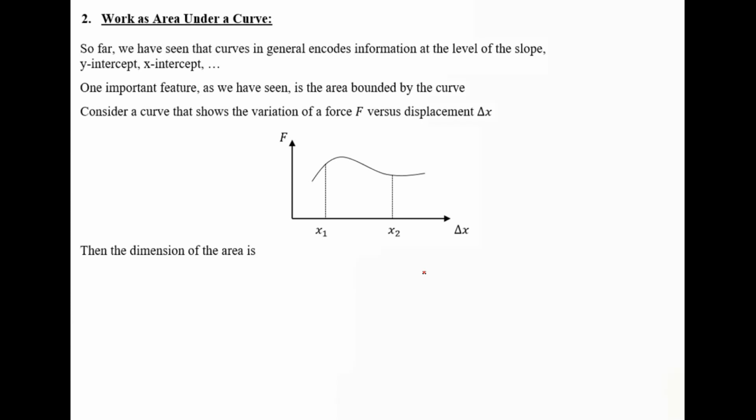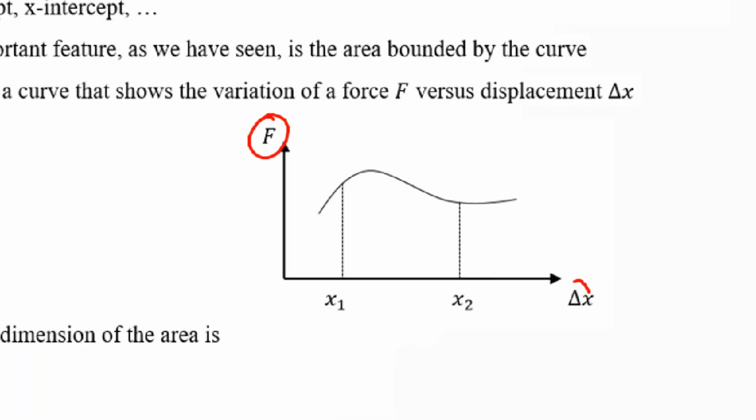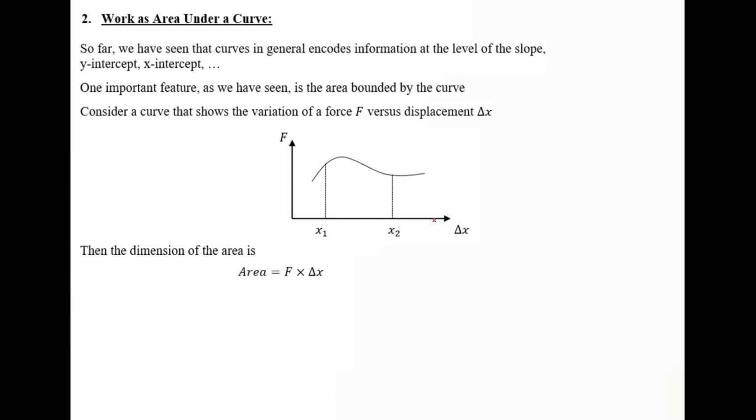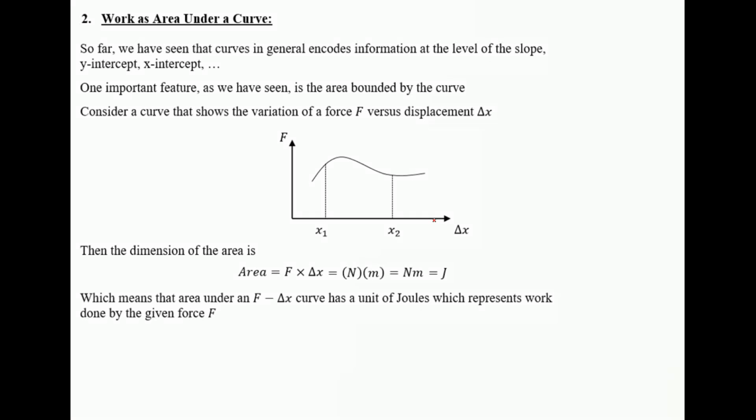Now what is the dimension of the area? The area would have the dimension of F multiplied by delta x, which is Newton meters, and Newton meters is the unit of work, which is basically joules, which means that the area under an F versus delta x curve has unit of joules, which represents work done by the given force F.